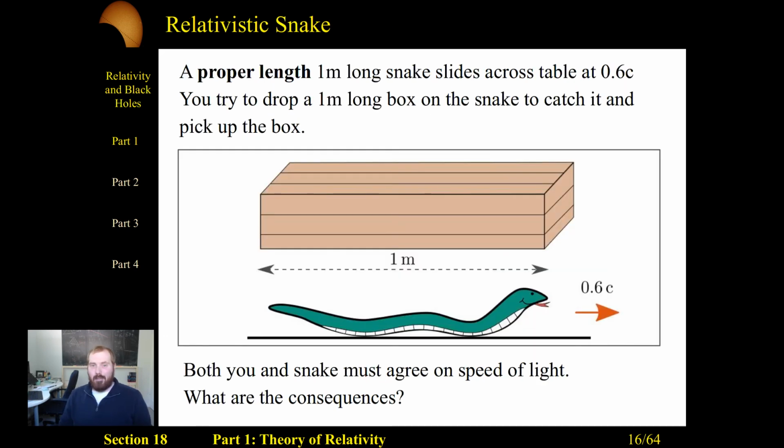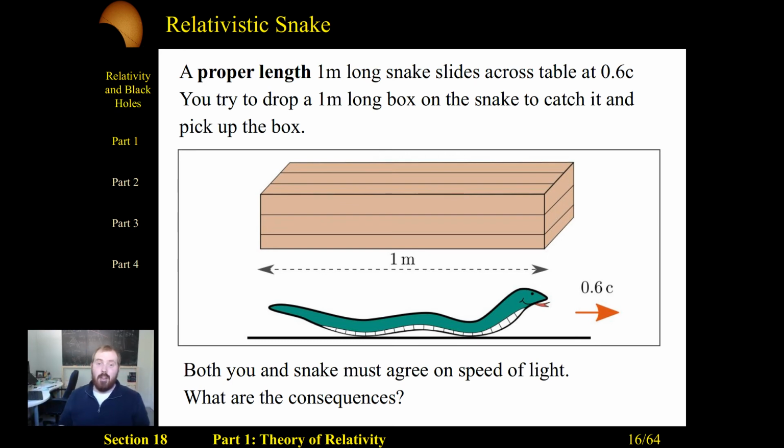So here's the setup. Here's our first thought experiment. There's going to be this relativistic snake, and by definition, it has a proper length. This snake has a proper length of 1 meter, and it's going to be sliding across the table at 0.6 the speed of light, 60% the speed of light. Well, there's a snake sliding across your table, so what you're going to do is take a box, and you're going to try to drop the box on the snake, pick up the box.